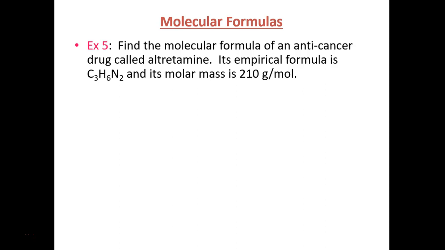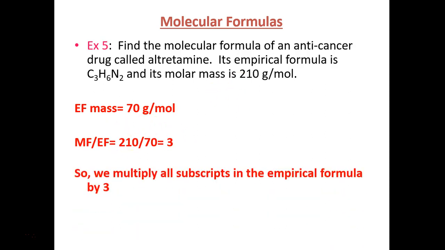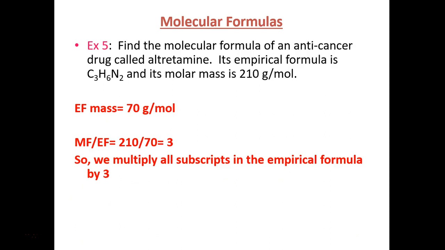So, here's an example. The empirical formula of the anti-cancer drug called altretamine is C3H6N2, and its molar mass is 210 grams per mole. Alright, so, first, let's find the molar mass of the empirical formula. So it's about 70 grams per mole. Now, we have to figure out what we need to multiply those subscripts by. So, if we take 210 and divide by 70, we'll get that multiplier, and it's 3. So to get the molecular formula, we have to multiply all of the subscripts in the empirical formula by 3. And so the molecular formula is C9H18N6.